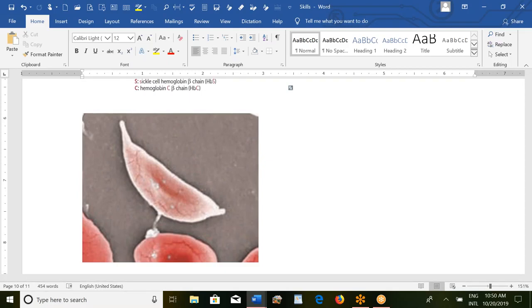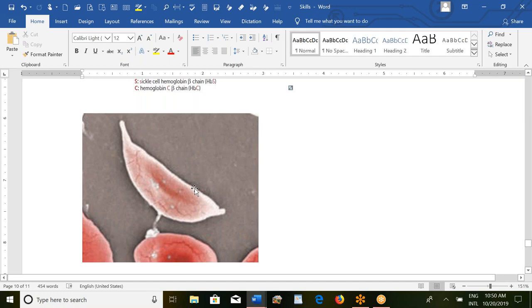About sickle cell, we will talk in detail later if we are doing some short case. So this was only for the sake of identification. They can show you many things. Usually the things will be common, but you should have some idea of what sort of things they can show you, so that you are not surprised.